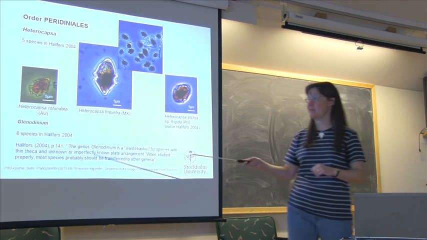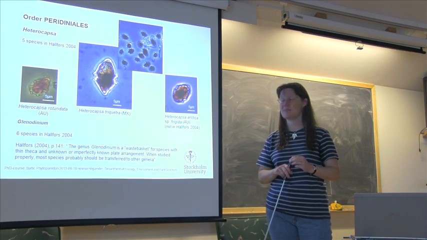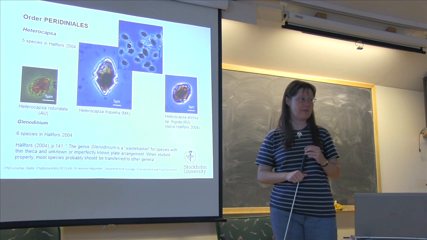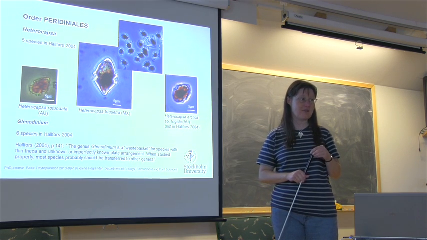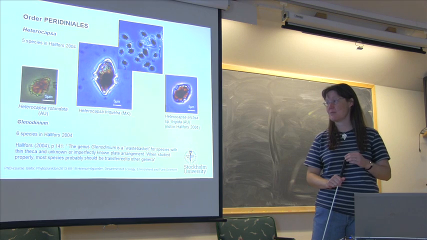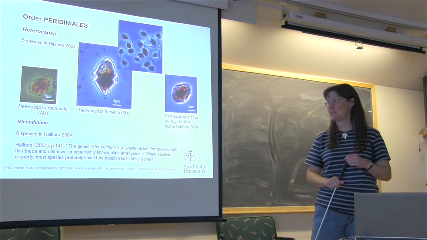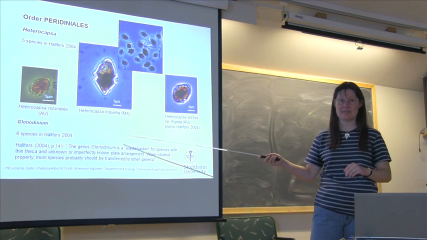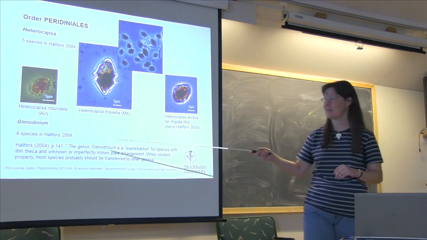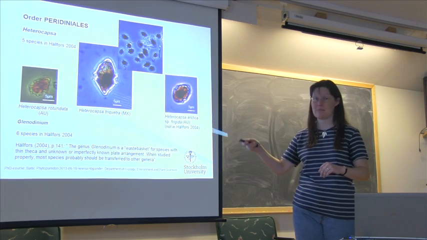And then we have a genus called Glenodinium, and it has been a wastebasket for whatever you don't actually know what it is. There have been species with very thin theca, or where it was unknown what to use. I don't really like to use this genus because they're usually something else. I try to use something else than Glenodinium because most of them should be something else.